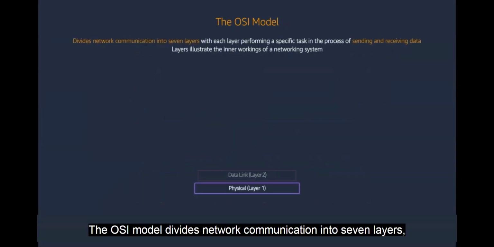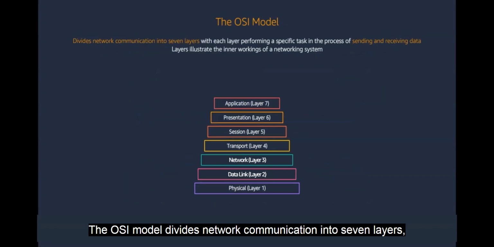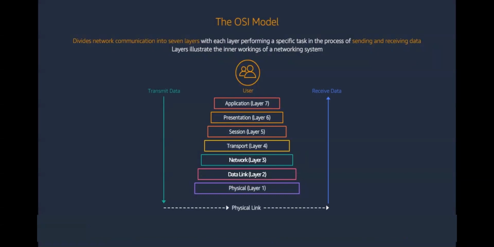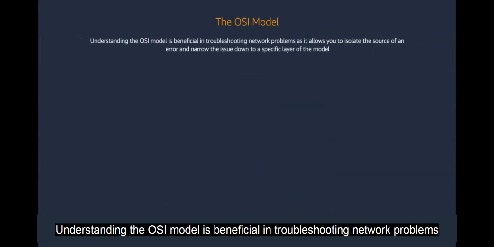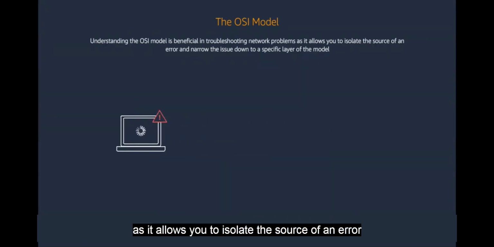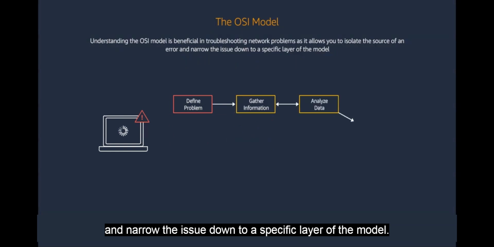The OSI model divides network communication into 7 layers, with each layer performing a specific task in the process of sending and receiving data. These layers illustrate the inner workings of a networking system. Understanding the OSI model is beneficial in troubleshooting network problems, as it allows you to isolate the source of an error and narrow the issues down to a specific layer of the model.